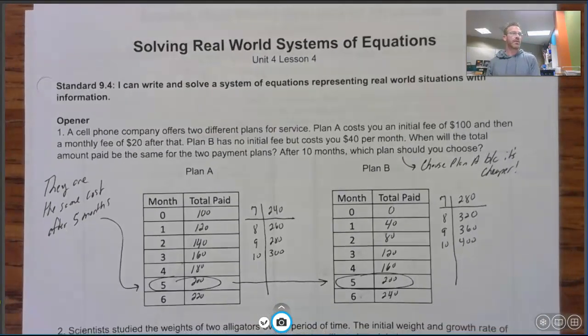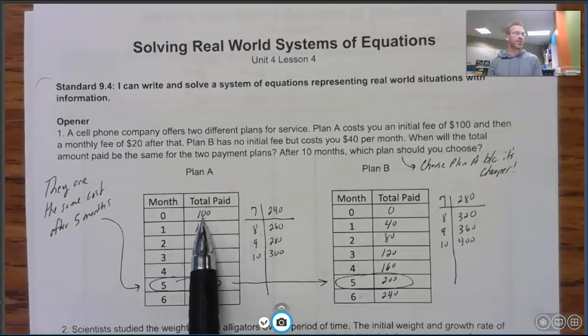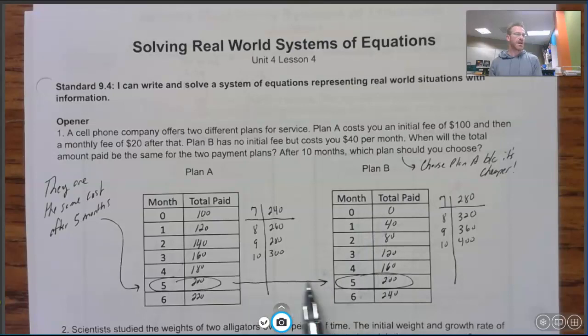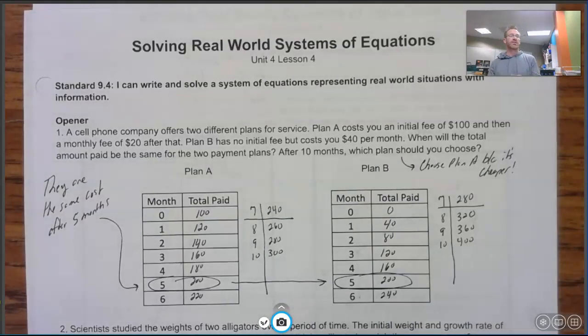I went right into the table. If we have an initial fee, that means month 0 is $100, and then our monthly fee is $20, so you can see that's going up by 20 each month. With Plan B, there was no initial fee, so I didn't pay anything, but then I had $40 per month. At month 5, we'd pay the same amount. But by the time we get to month 10, if you extend the table, with Plan A you've only paid $300, and with Plan B you paid $400. So if we're going for 10 months, we'd want to choose Plan A because it's cheaper.